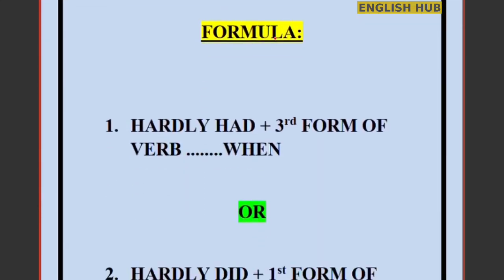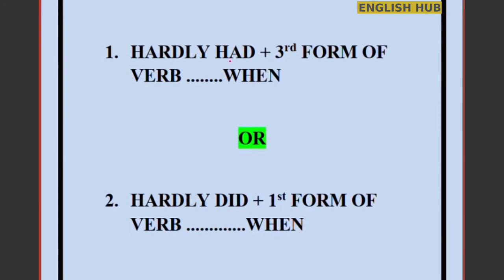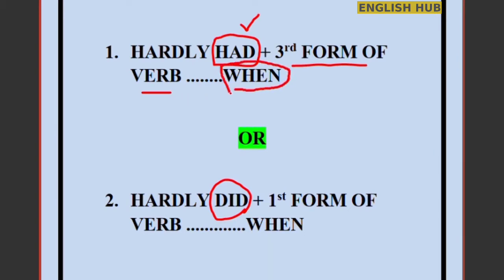Now we will move to the formulas. Again, if you want to copy it down, you can copy down the formulas. So how do you do the sentences which start with hardly? You can use hardly had, or you can also write hardly did. Okay, if you use the helping verb had, then you use the third form of the verb. That means hardly had I ironed my dress when my mother called me. So you use the word when.